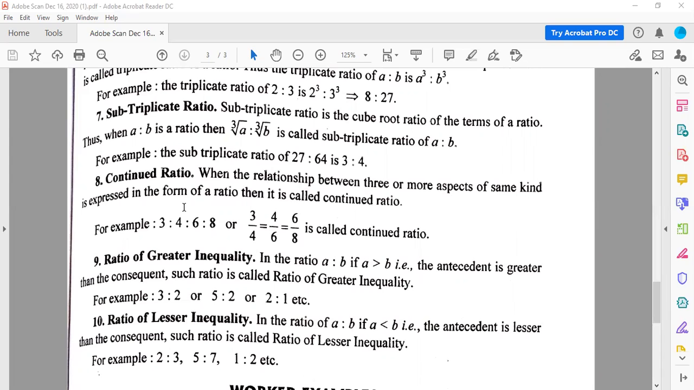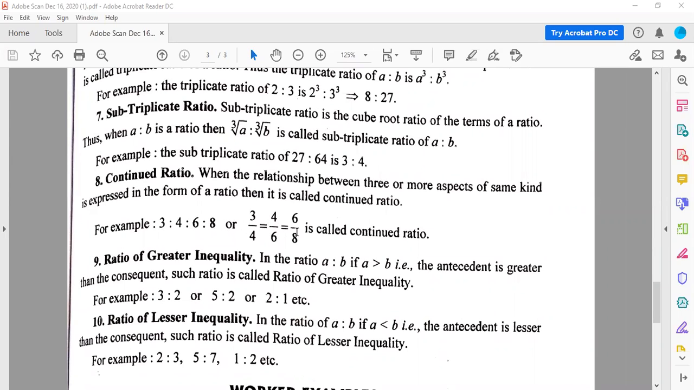Okay, so we are seeing the example here. 3 is to 4 is to 6 is to 8. There are four things which are being continuous here. So there are three or more aspects of the same kind. These may be marks of the students, the ratio of marks of the students in a simplified format. So when it is connected to each other, then we will be representing them as a continued ratio like this. 3 is to 4 is to 6 is to 8.